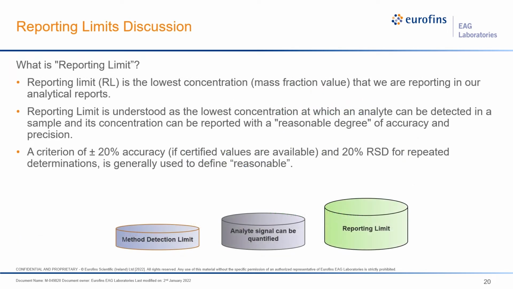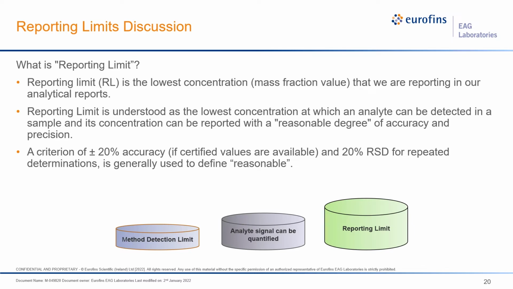So before we jump into others, I wanted to focus on the reporting limits, specifically because we are dealing with GDMS, which is a technique with limited matrix effects. So now all the reports we give are actually showing the reporting limits or actual values. The reporting limit is the lowest concentration or mass fraction value that we are reporting in our analytical GDMS reports.